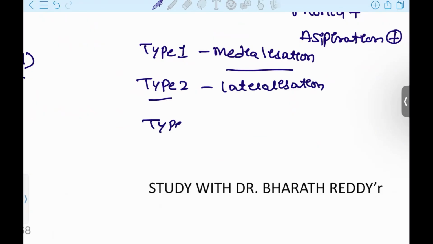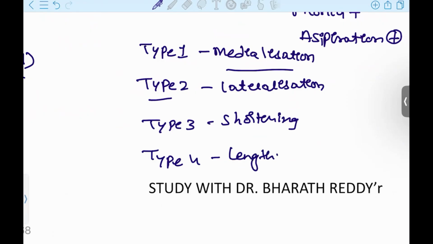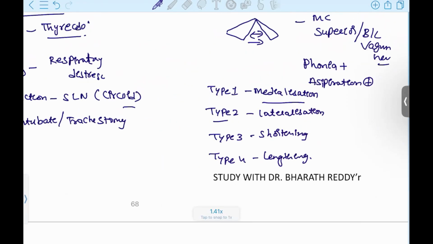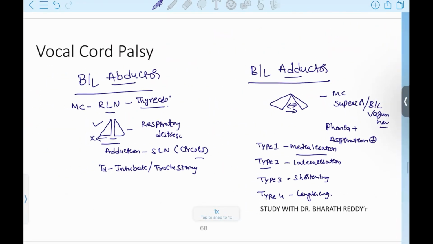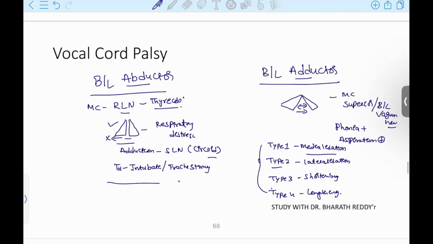Next, type 3 is the shortening. You can decrease the length. This can be done for other voice disorders. Type 4 is for lengthening. Okay, these are the types of vocal cord palsy and the thyroplasty surgeries that can be done for these patients.